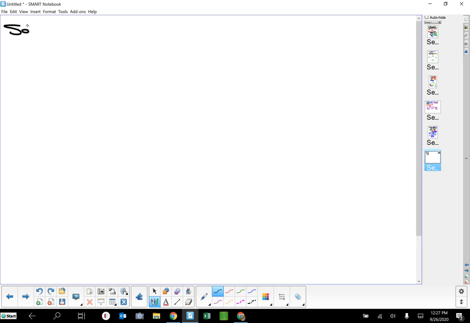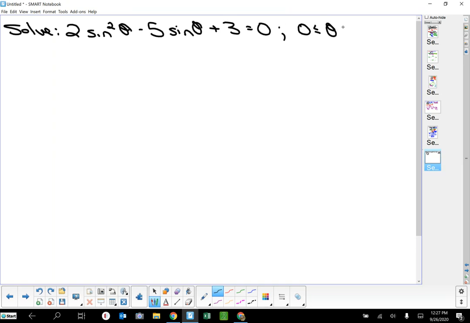So we're going to solve 2 sine squared theta minus 5 sine theta plus 3 equals 0. And you're given a constraint of 0 is less than or equal to theta is less than 2 pi. All right, so here you have a trinomial.